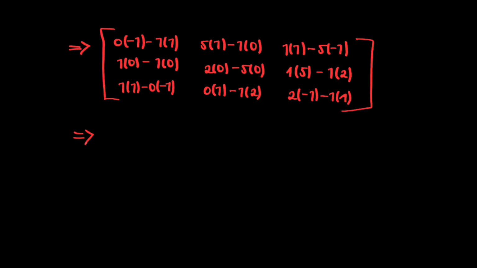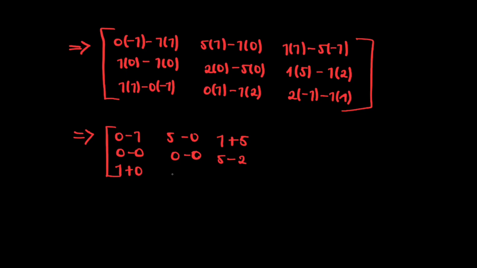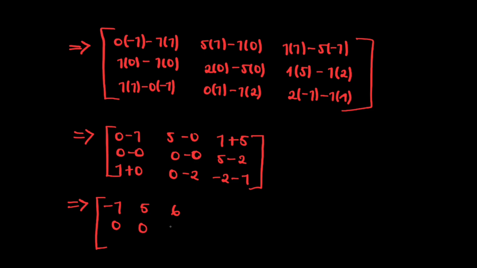So now we simplify. So 0 minus 1, 5 minus 0, 1 plus 5, 0 minus 0, 0 minus 0, 5 minus 2, 1 plus 0, 0 minus 2, minus 2 minus 1. So we have minus 1, 5, 6, 0, 0, 3, 1, minus 2, and minus 3. So this is our cofactor matrix.